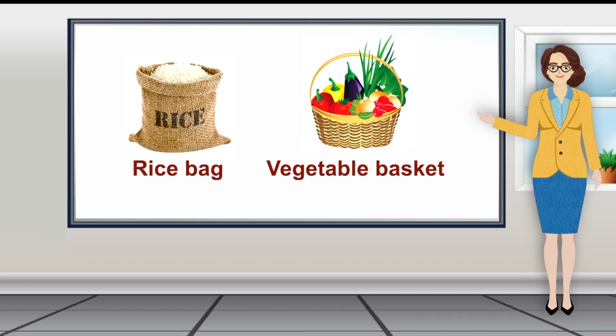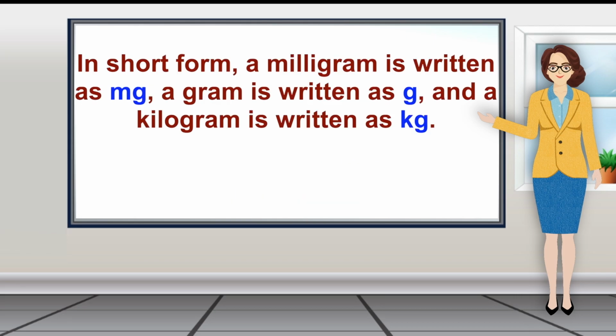For measuring the weight of heavy objects like the weight of a rice bag or a vegetable basket, we use the unit of kilograms. In short form, a milligram is written as mg, a gram is written as g, and a kilogram is written as kg.